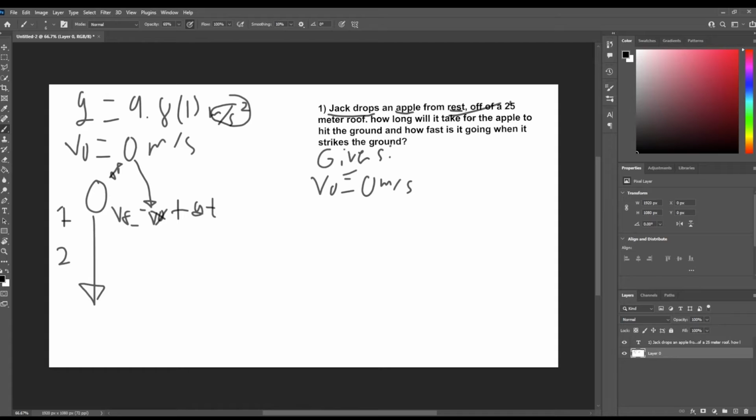And then we're looking for, oh god, what am I doing? Okay, and we're looking for off a 25 meter roof. So 25 meters, that's going to be our displacement. Displacement is going to equal 25 meters.